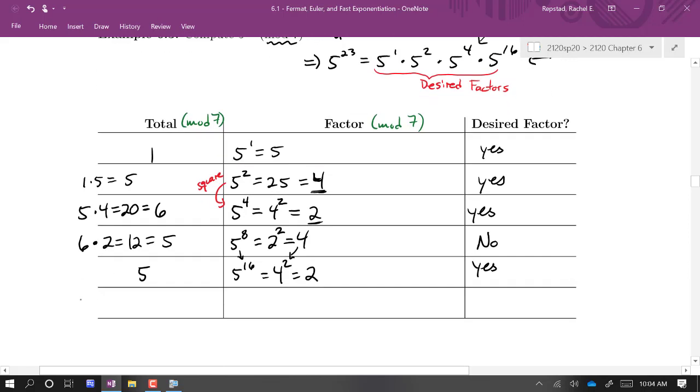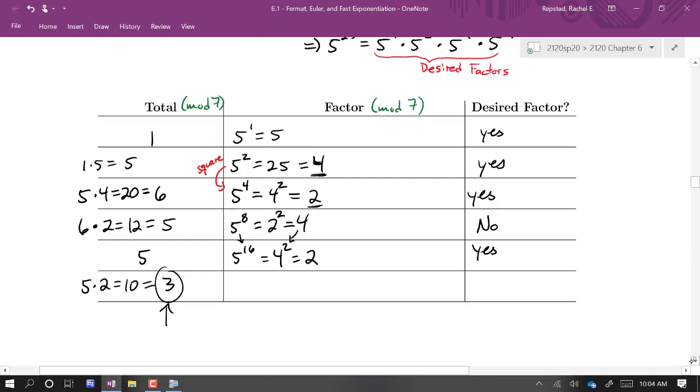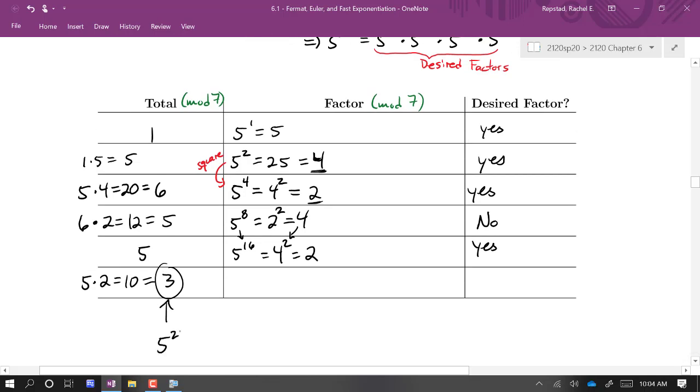So I'm going to change the total one last time. 5 times 2 is 10. Reduce that mod 7 to get 3. And that's our result. 5 to the 23rd power is equal to 3 mod 7.